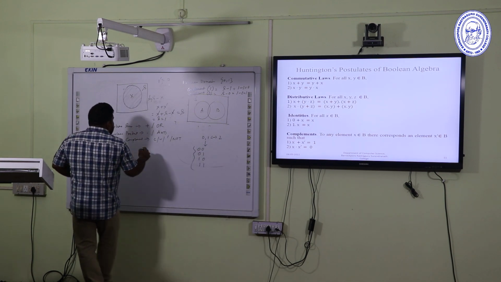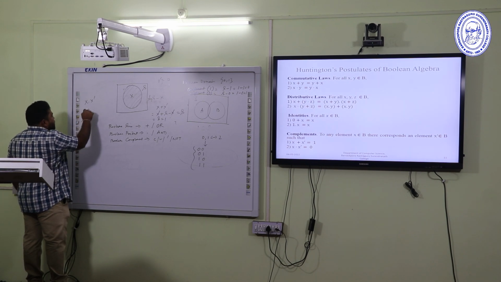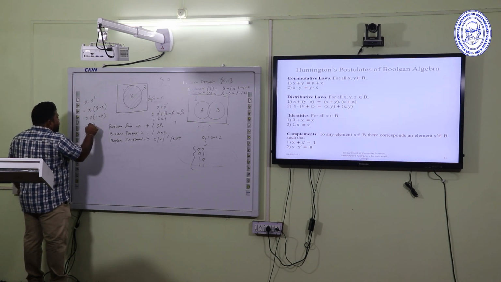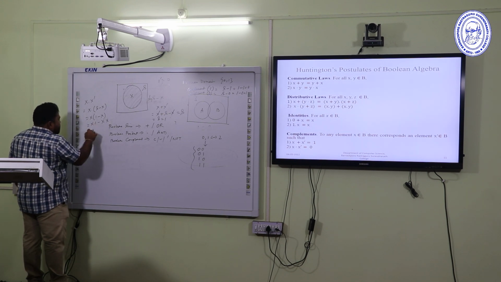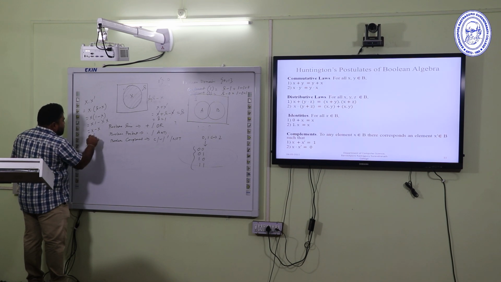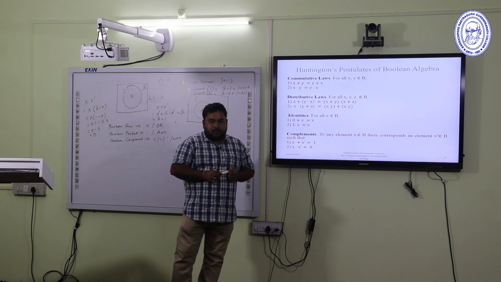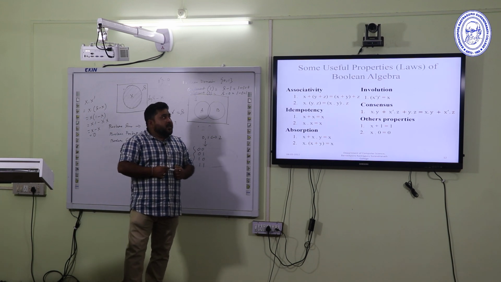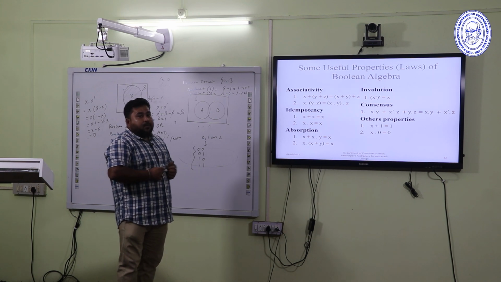In the same way, if we take another example, X dot X prime, what does it mean? X dot S minus X, that is X dot 1 minus X, since S is 1 now, so X minus X dot X, that is X minus X, equals 0. So that's why X dot X prime is equal to 0. Okay. Now these are the following useful laws that can be applied in Boolean algebra.